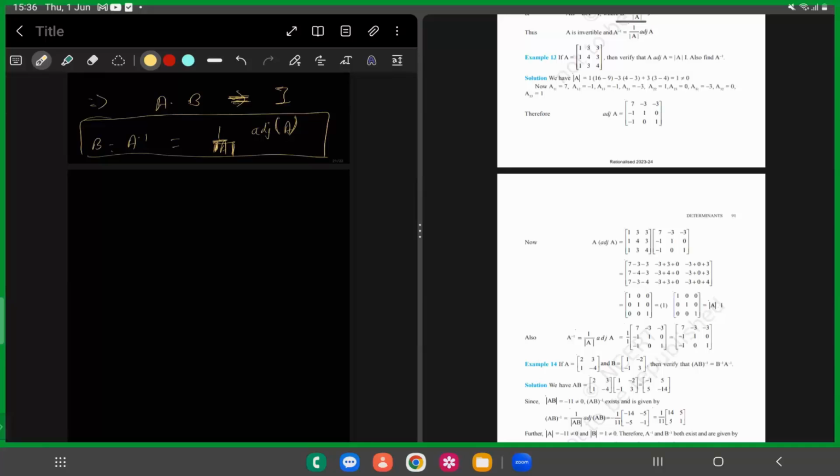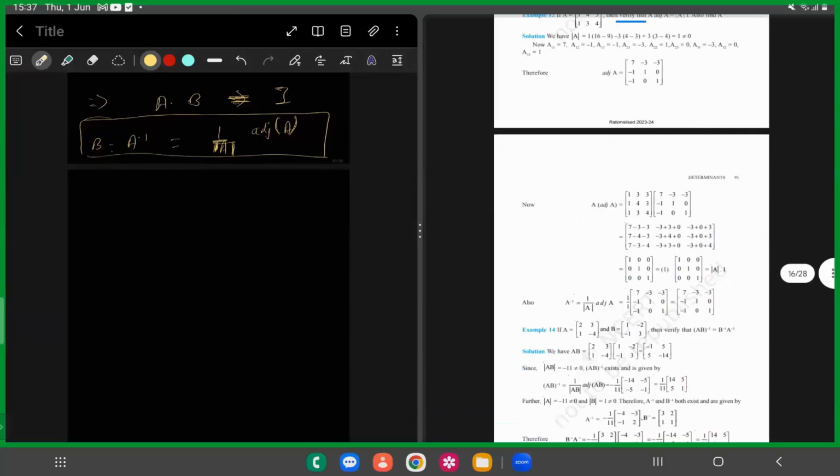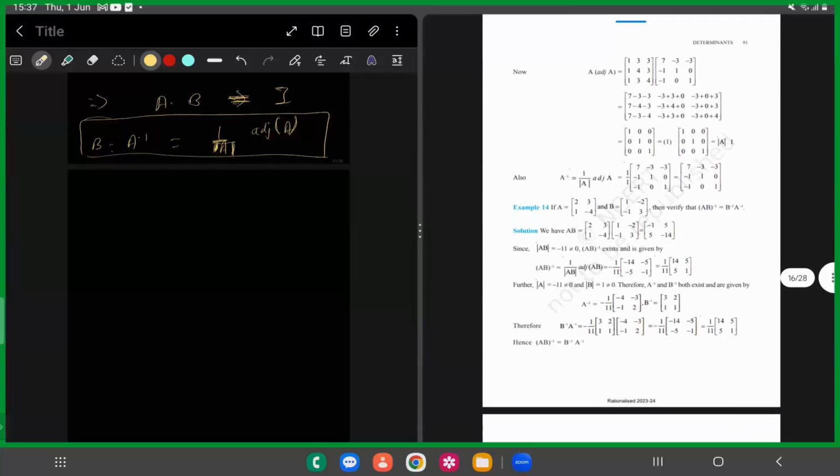Because there is no point in finding the inverse if the inverse doesn't even exist, or we can say that there is no point in finding the inverse of a matrix if the determinant of the matrix is already 0. So this is basically an important property which you have to verify first in any question: before finding the inverse, check that the determinant of A is not zero.